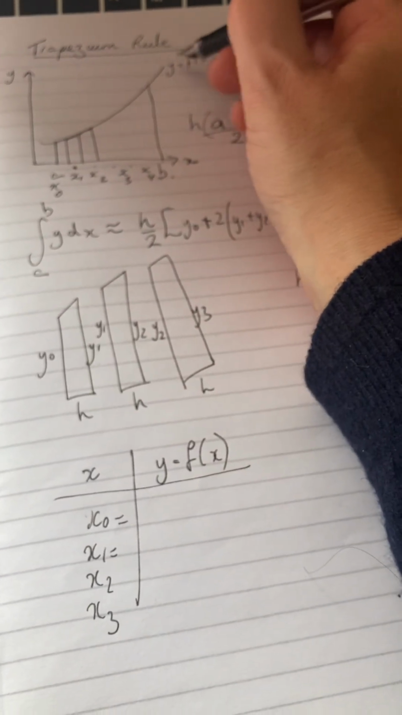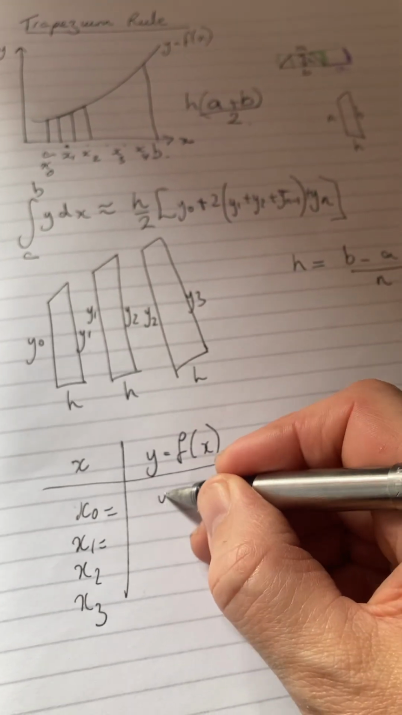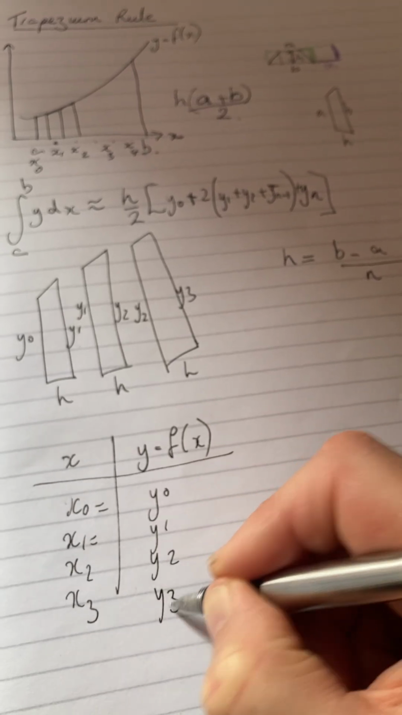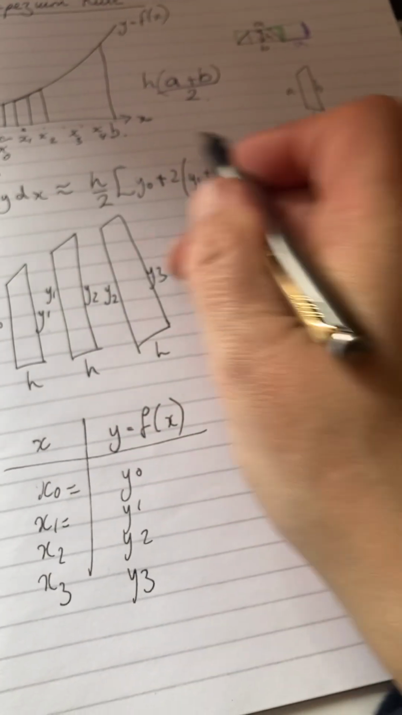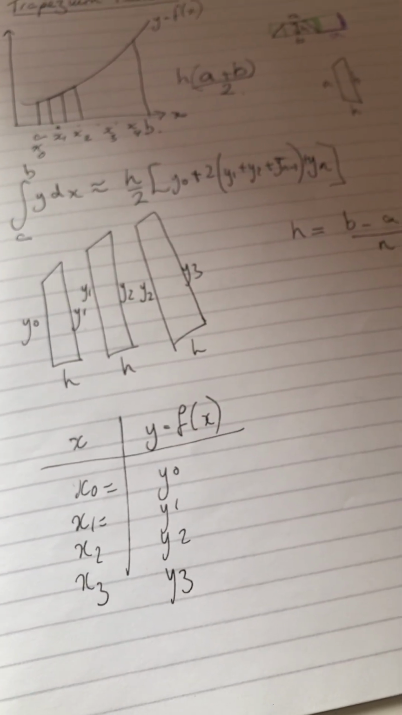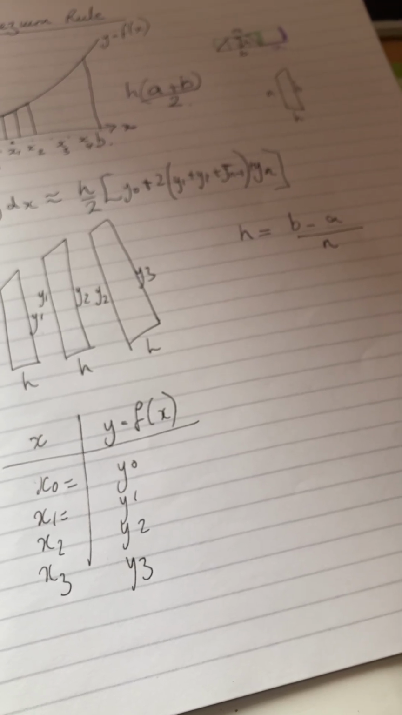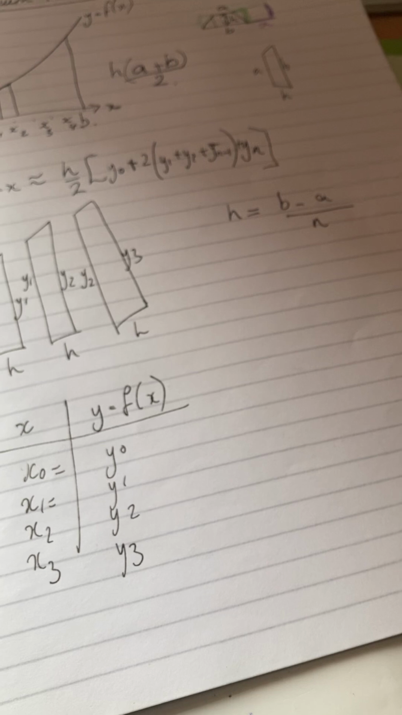Whatever your f of x is, whatever your curve is, put that number in and pop it into the equation, and that's where you get your y out. So you would then get y0, y1, y2, y3. Whatever those are, pop them into your formula, and that's what gets you the approximation. Just make sure you give it to what they want, whether it's 2 significant figures, 3 significant figures, or anything like that.